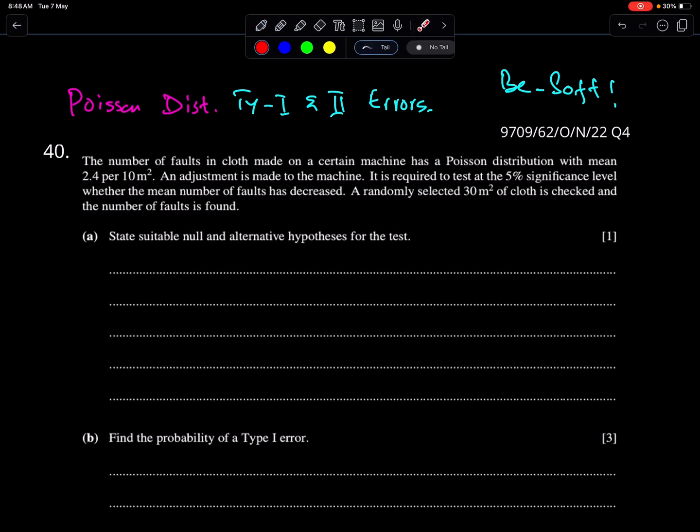This is an example question of type 1 and type 2 errors of Poisson distribution. An important advice, we should be soft to everyone. This question is from November 22, paper 6-2, question 4.